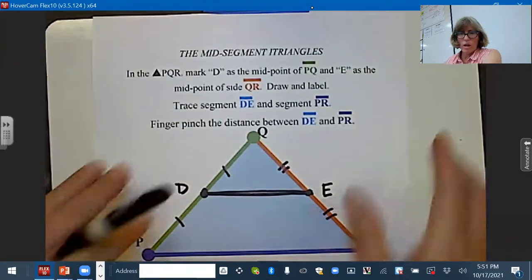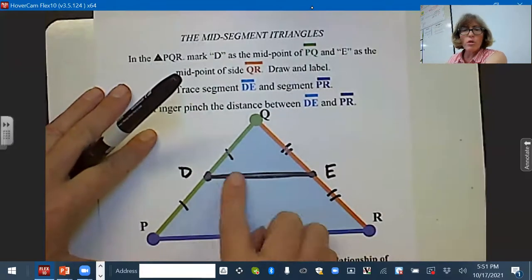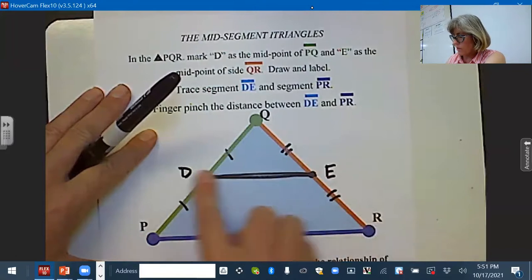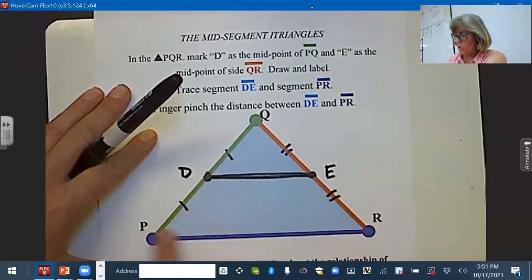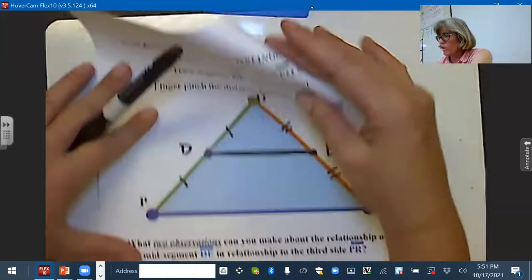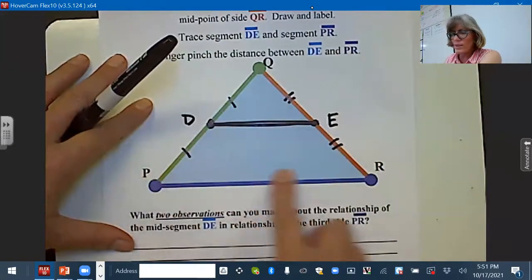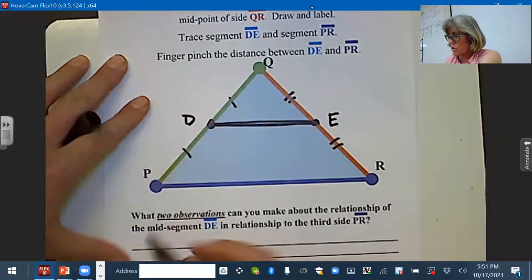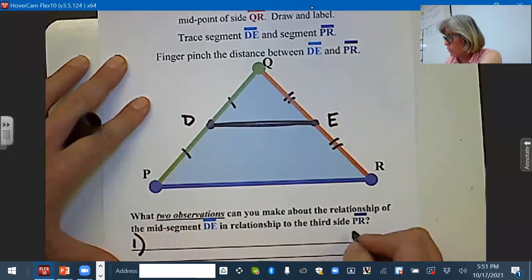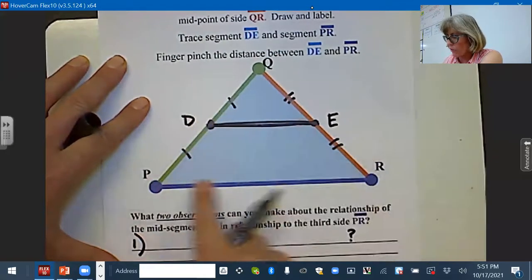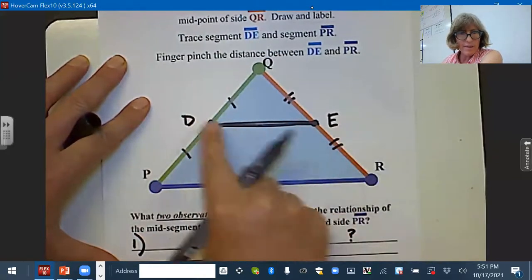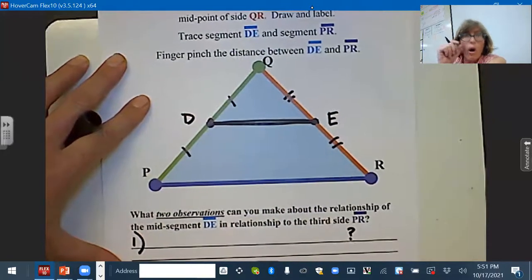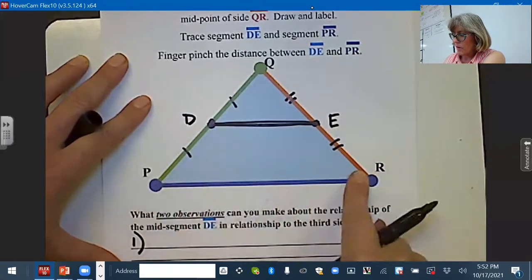Now, I'd like you to just first trace DE and PR. Just trace it. Do it a few times. There's an observation there. Just by tracing like this, you should notice something about these two segments. That's the first thing I'd like you to write. What do you notice just by tracing your fingers like this? I'm not going to fill that in for you.